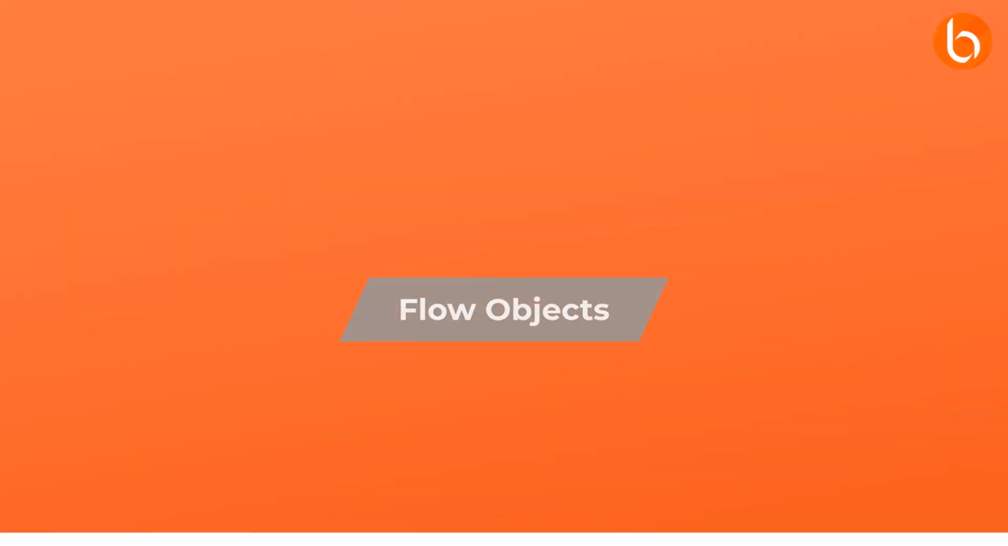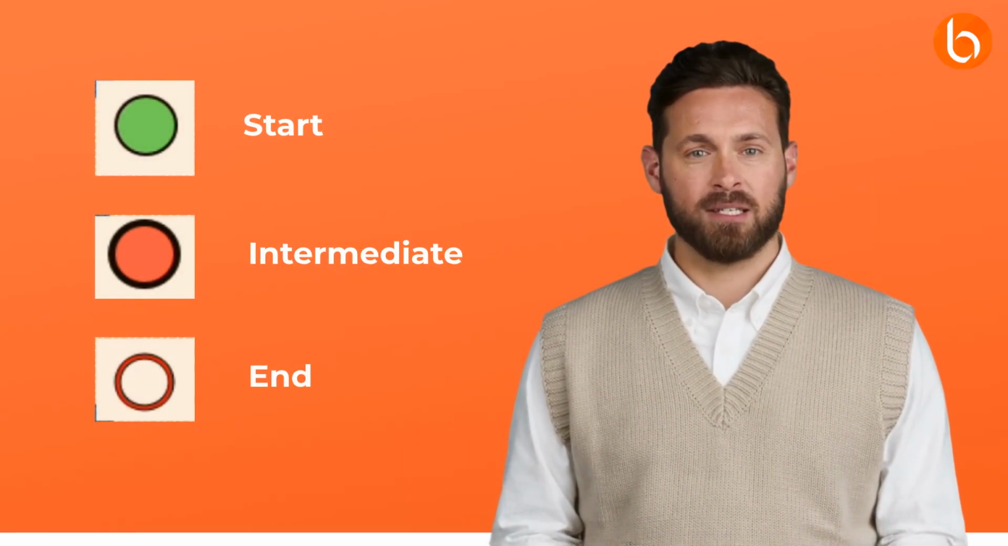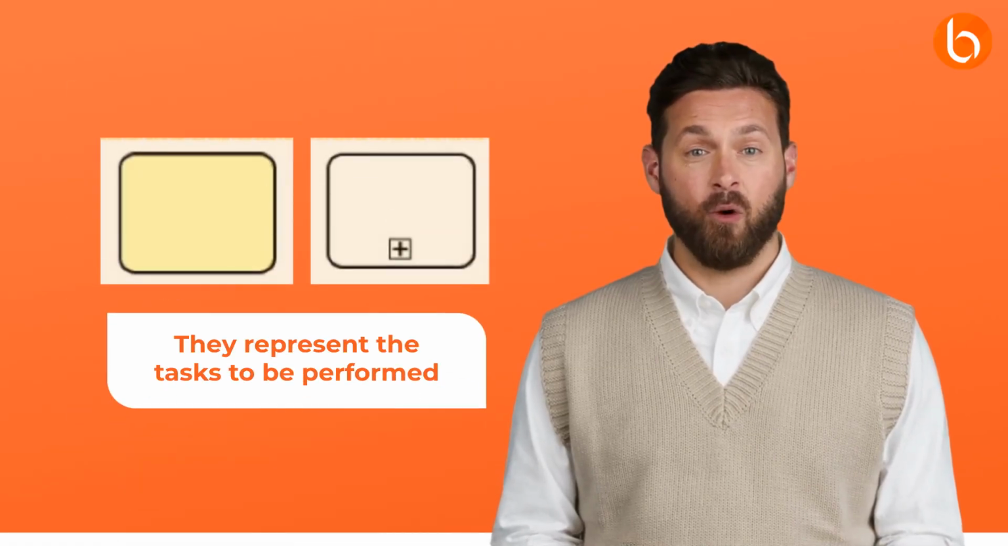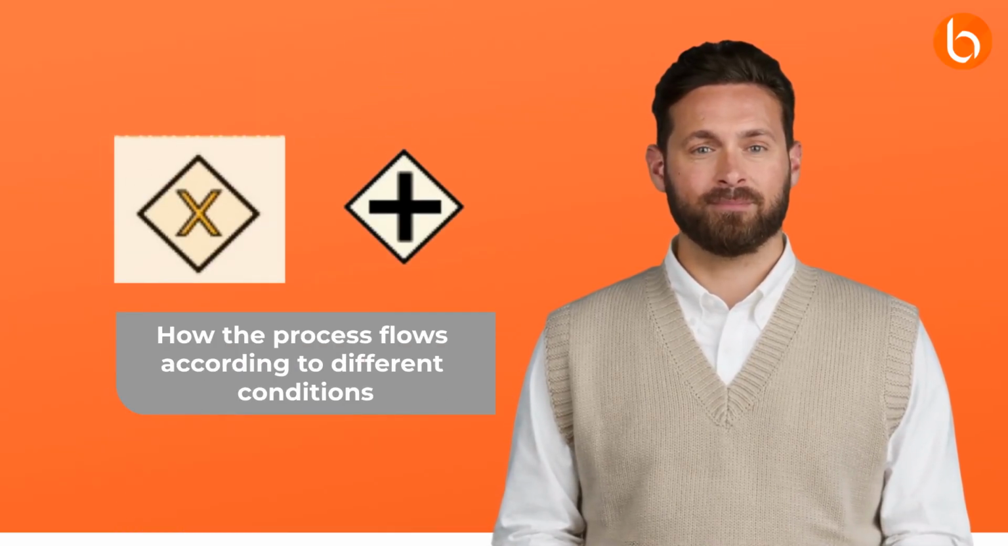Flow objects. Events indicate the start, intermediate, or end of a process, while activities represent the tasks that need to be performed. Gateways control how the process branches and flows depending on defined conditions.